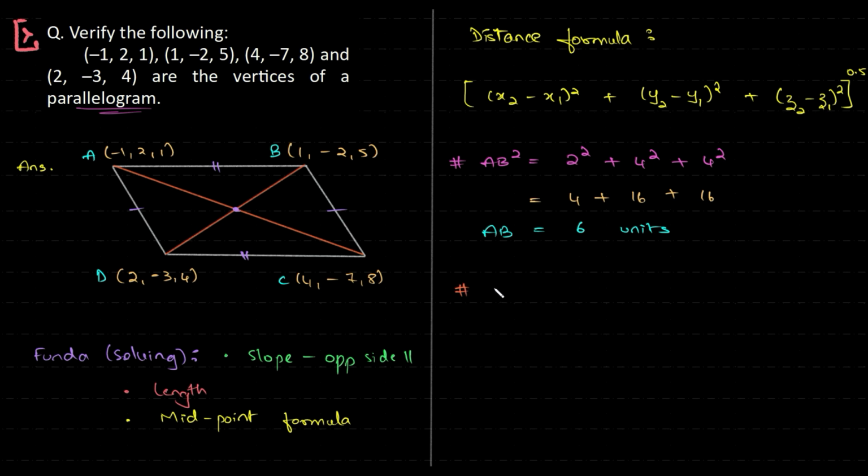Then we have DC. I'm just doing the opposite side. So we have 2 square again. Then this would be minus 7 plus 3, or minus 3 plus 7, that is 4 square again. And this is again 4 square. So this will also result in 6 units.